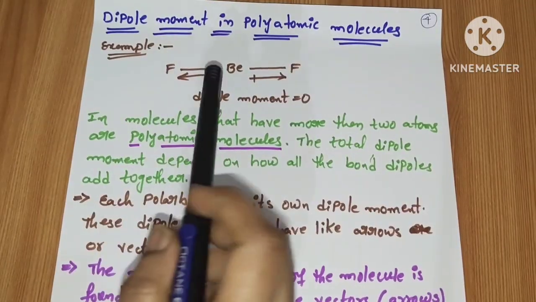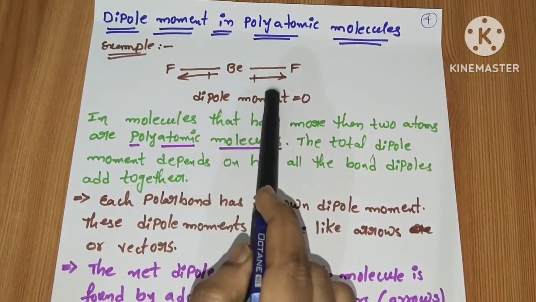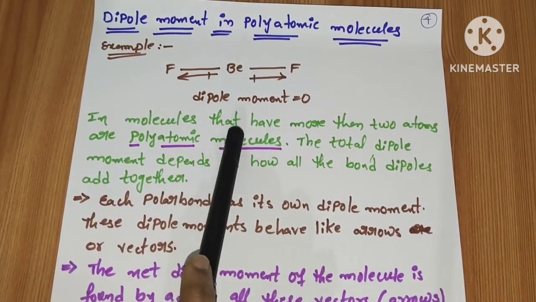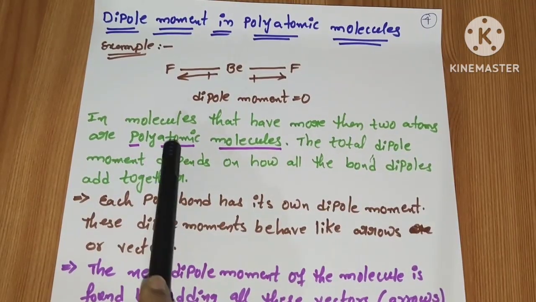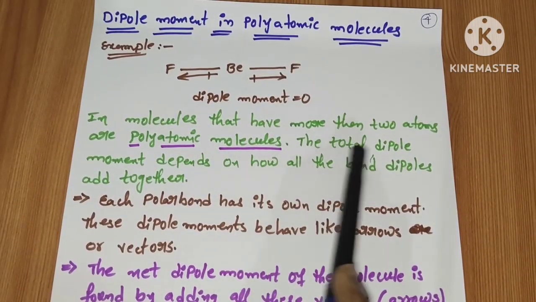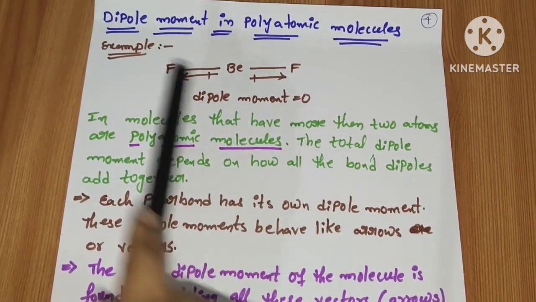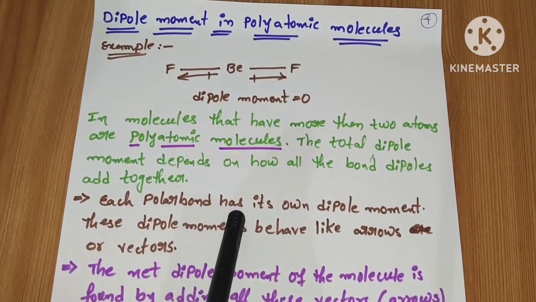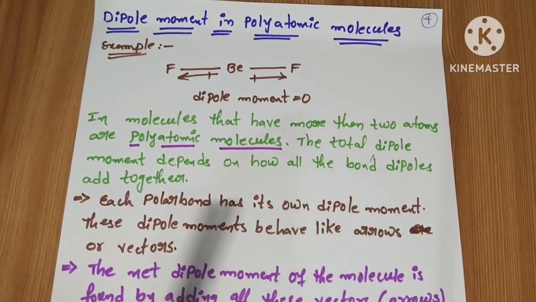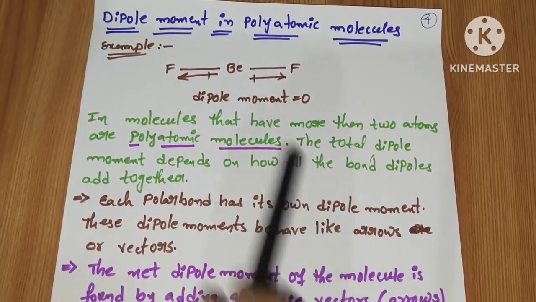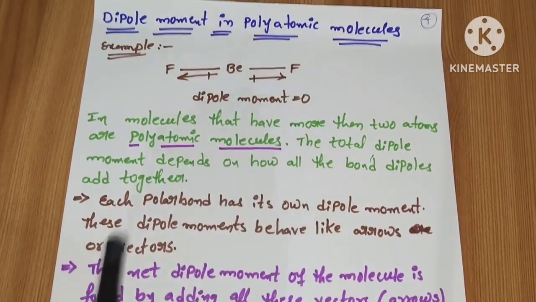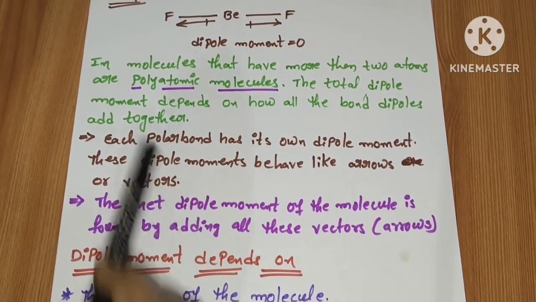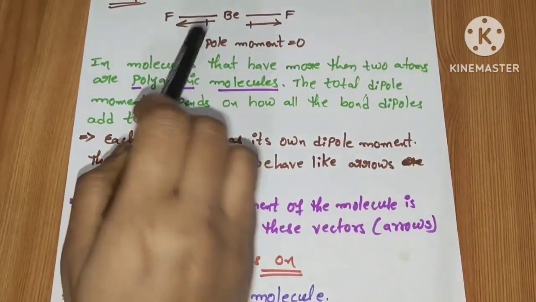Molecules that have more than 2 atoms are polyatomic molecules. The total dipole moment depends on how all the bond dipole moments add together. Each polar bond has its own dipole moment. These dipole moments behave like arrows or vectors. The net dipole moment of the molecule is found by adding all these vectors or arrows.